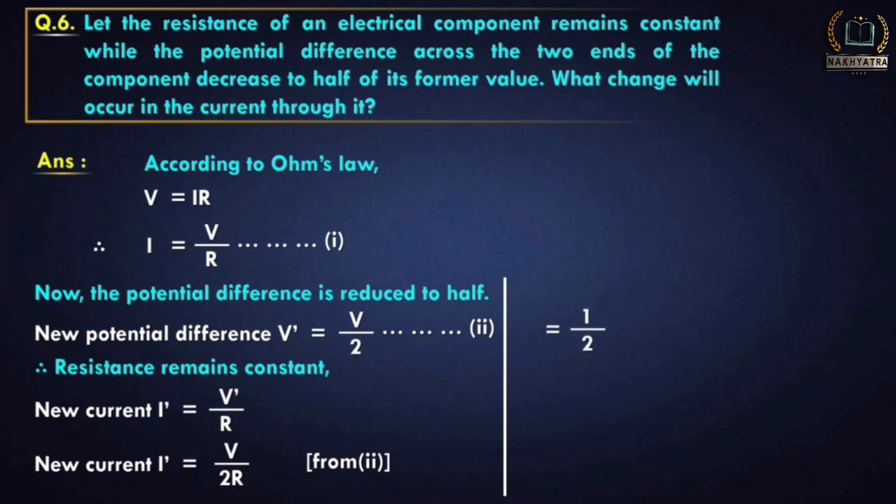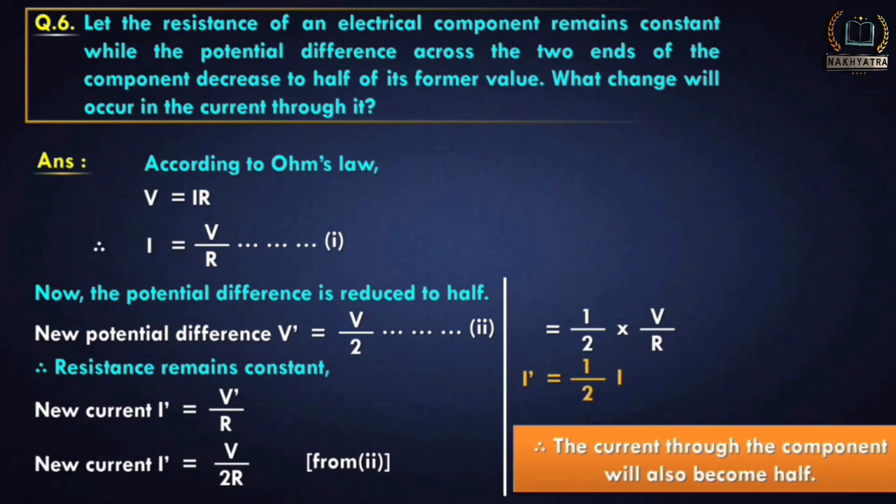Now put the values, 1 by 2 into V by R. Therefore, I dash equal to 1 by 2 I. Okay. So see here, the current through the component will also become half. Is that clear?